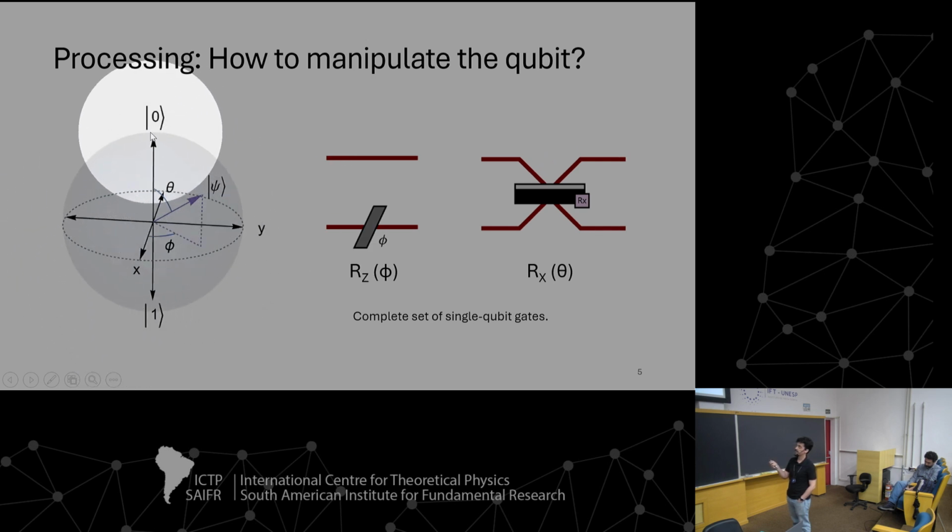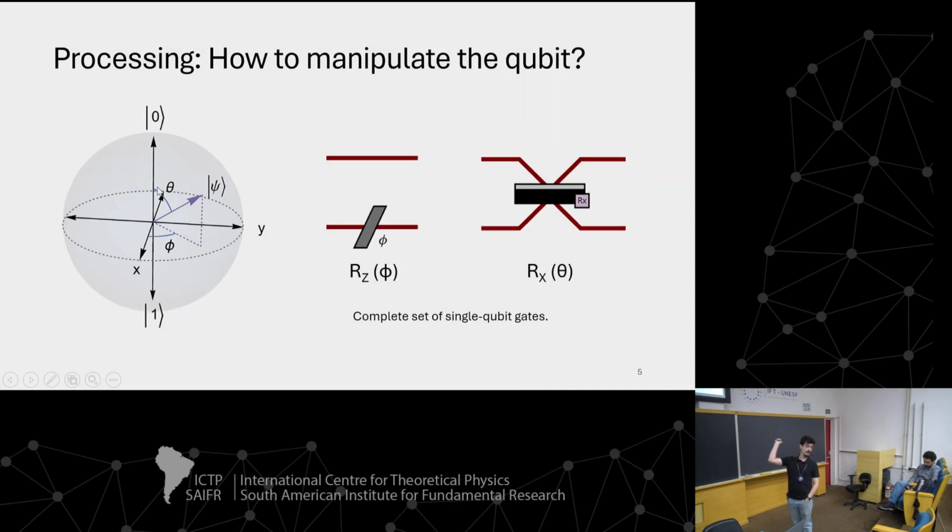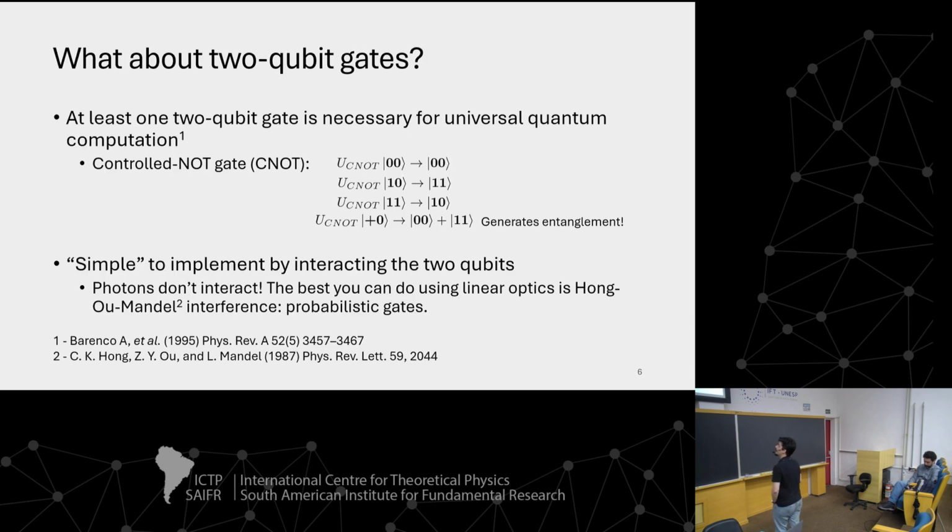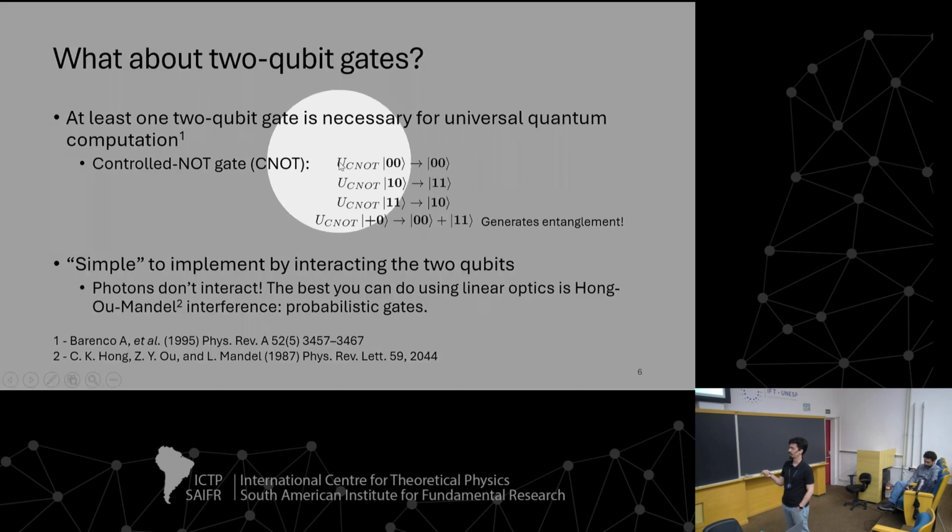So if you start with 0, you apply a rotation around the x-axis, you take it off axis, and then you can rotate it like this by applying a phase, okay? So that's the kind of manipulation you can do. But we want 2 qubit gates. It's not that we want 2 qubit gates, it's that we need 2 qubit gates. If you want to do universal quantum computation, you need at least one 2 qubit gate. This was shown in the 90s, okay?